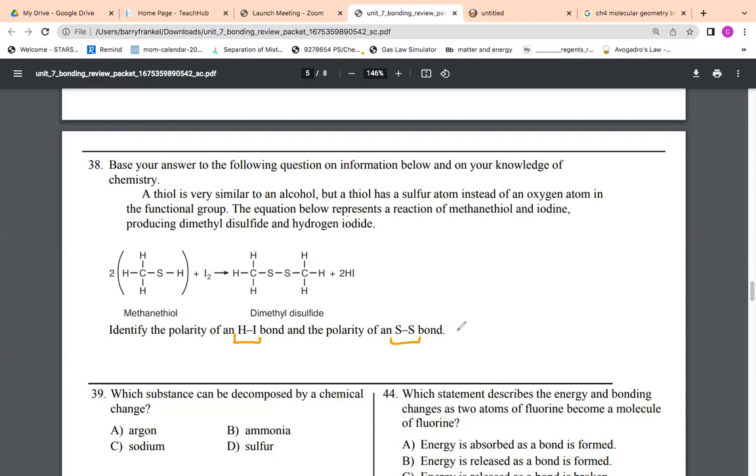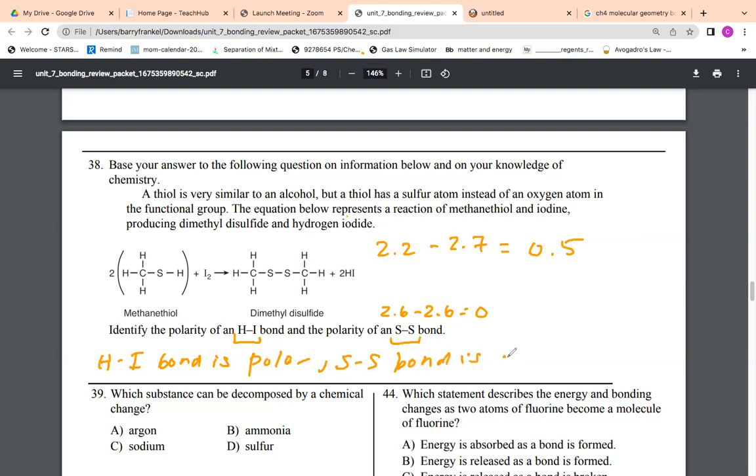We do, however, need to look up the values for H and I, okay? For H, it is 2.2, and for iodine, it's 2.7. This still falls into the polar range, okay? So the H-I bond is polar. And again, sulfur, I believe it's 2.6. So 2.6 minus 2.6 is 0, although it doesn't even matter what it is because it's the same element. The difference is always going to be 0. So the H-I bond is polar and the S-S bond is nonpolar. That's it. That's sufficient.